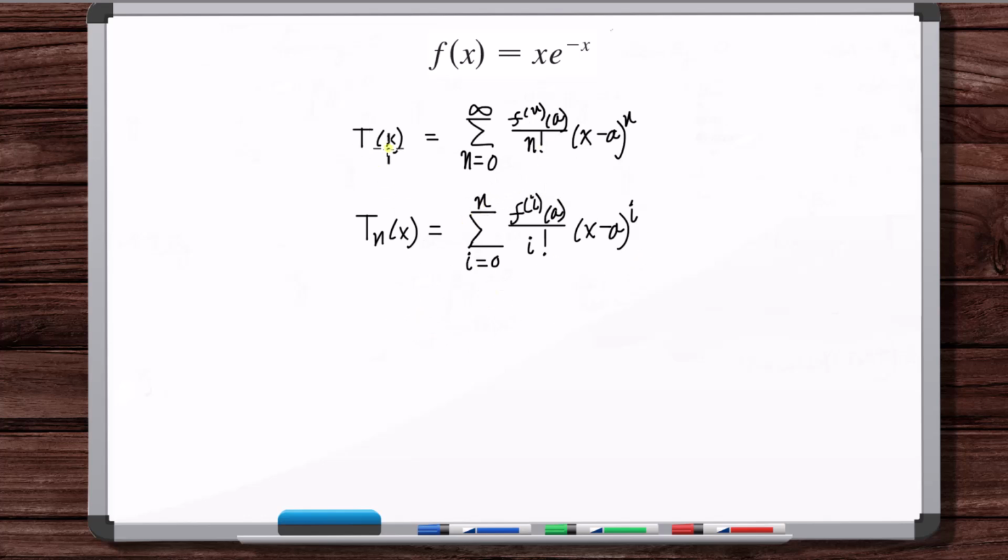Another way of viewing the definition of the Taylor series is that the Taylor series is equal to the limit as n approaches infinity of T sub n of x. This is the definition we want to take a look at in this video.